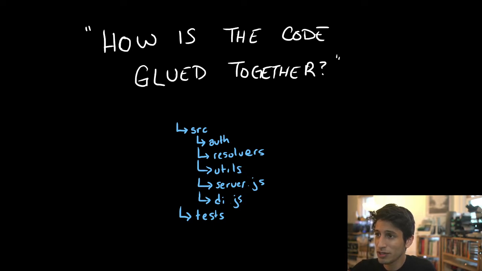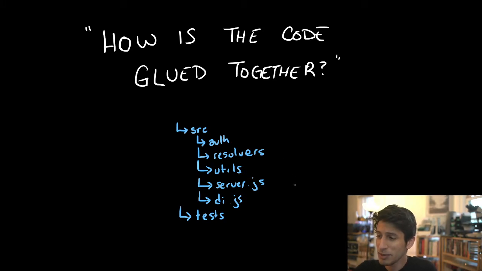Now, another way of looking at how the code is glued together is to look at how the data flows through the code. That's another way to look at it. So to give you an example, let's say that this is some code. I don't know what it does, doesn't matter. But let's say that when someone makes a request, it's a web page, right? Let's say it's a web page. Someone makes a request. What happens?